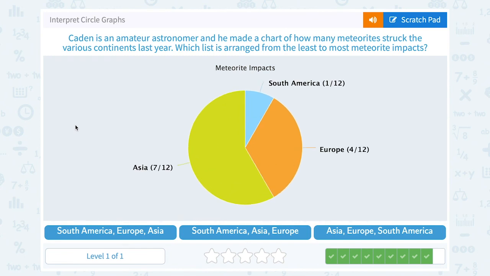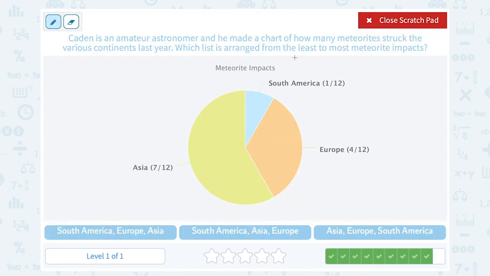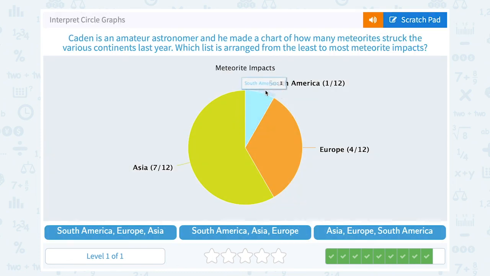Caden is an amateur astronomer, and he made a chart of how many meteorites struck the various continents last year. Which list is arranged from the least to most meteorite impacts? Okay, so again, always reading carefully, least to most. So we're going to go from the smallest to the biggest. The least would be our smallest slice of the pie. South America only had 1. Then we would have Europe with 4, and the most was Asia with 7. Okay, so let's see, we need South America, then Europe, then Asia. So that would be our first list.